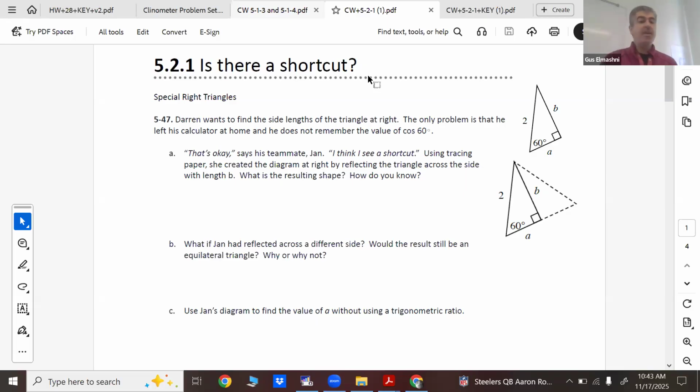Okay, this is interesting. So you guys know about tracing. We're not going to do tracing paper. You know about tracing paper, right? You just reflect things. We've done that before. It's all good, right?